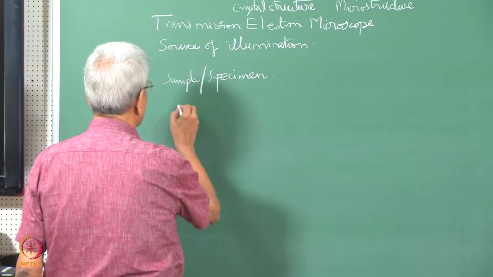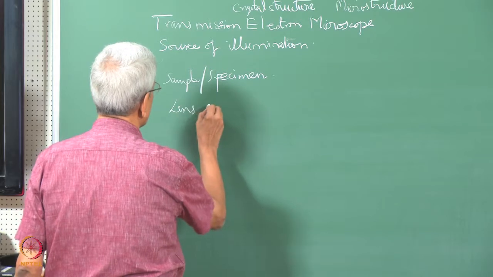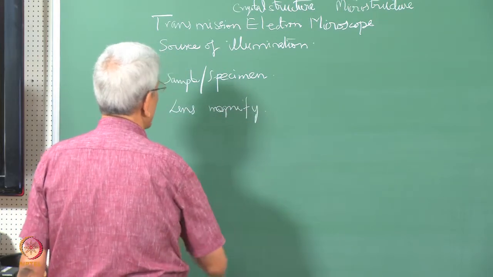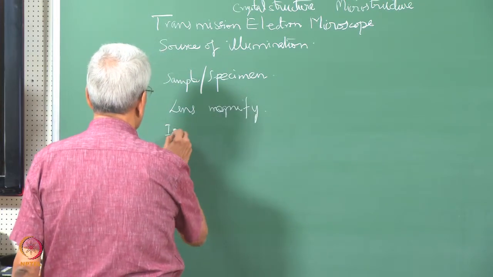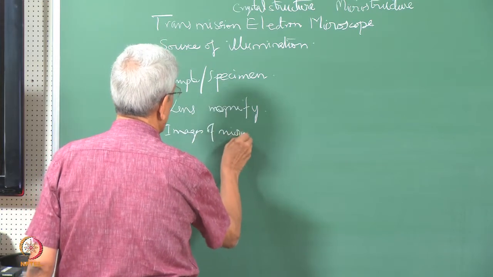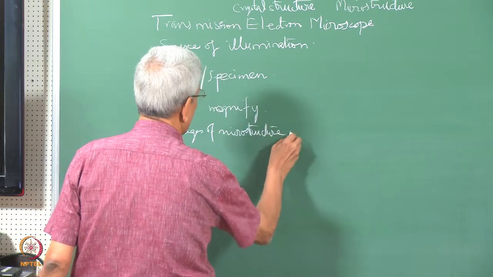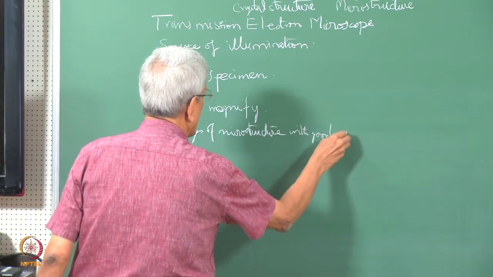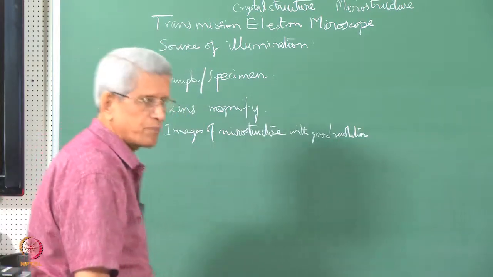It interacts with that specimen and then gives a lot of information, or the radiation which is falling on it is scattered, and then we use lenses to magnify and then get images of microstructure with good resolution. This is what essentially is being achieved.